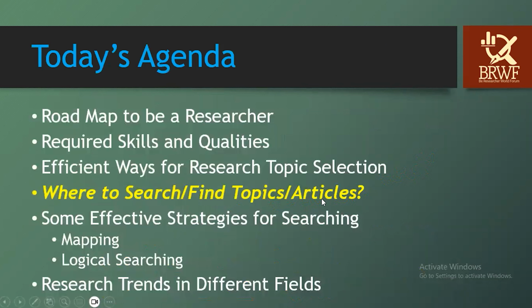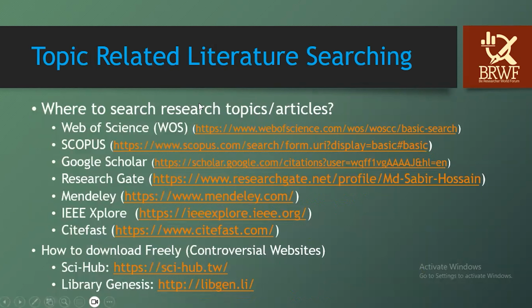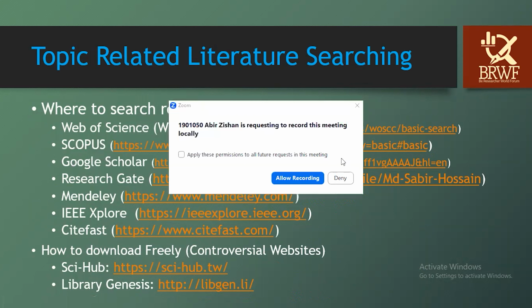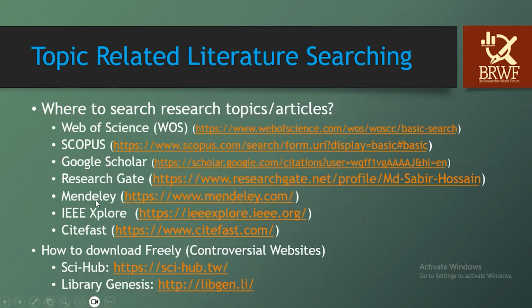So where to find your research articles or topics? There are many websites you can find them on. The most trusted and updated places are Web of Science, Scopus, Google Scholar, and ResearchGate. You can also find engineering related papers in IEEE Xplore. Mendeley is used for referencing or storage of papers, but it also has a search option.